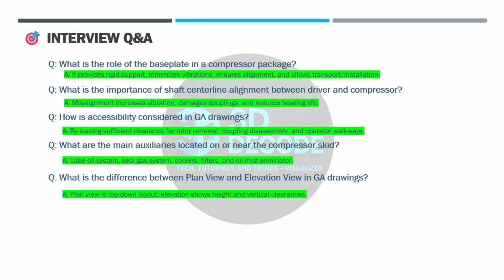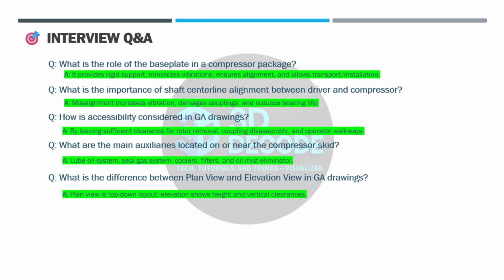Interview Q&A, Day 7. Here are some typical interview-style questions. Q. What is the role of the baseplate in a compressor package? It provides rigid support, minimizes vibrations, ensures alignment, and allows transport and installation. Why is shaft centerline alignment important? Misalignment increases vibration, damages couplings, and reduces bearing life.